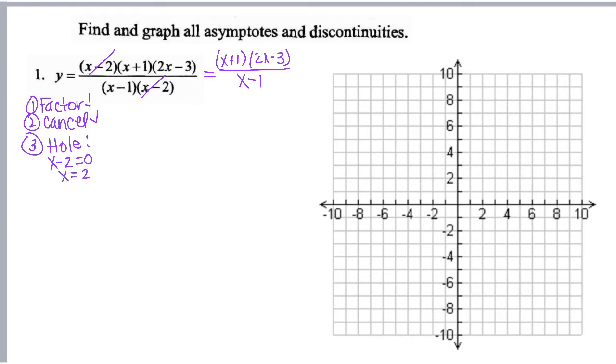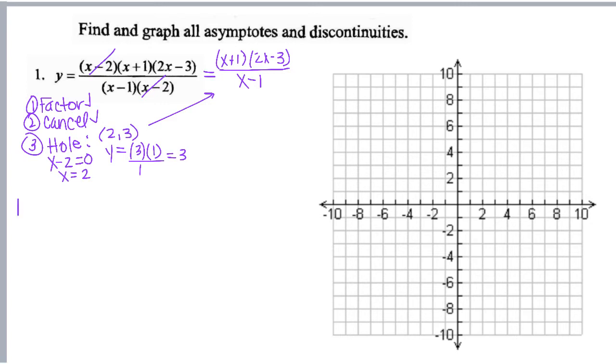And then to find the y, you go back to the reduced form. Do not use the original. And you're plugging in your 2. So that's going to give us 3 times 1 all over 1. So we have 3. So we have a hole in our graph, or a point of discontinuity, at the point (2, 3). Once we've done this, then we're ready to do what's called our RATETY process.